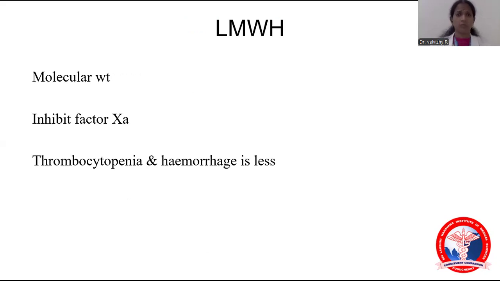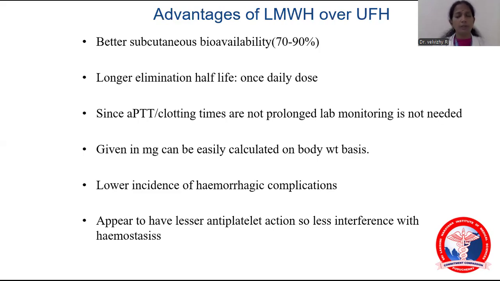And then we'll move on to low molecular weight heparin. As I told, its molecular weight is less and it inhibits factor 10A. Okay, the advantage of this low molecular weight heparin is that the chances of thrombocytopenia and hemorrhage are less with this group of drugs. Apart from this, it also has some other advantages like better subcutaneous bioavailability. So bioavailability will be more with low molecular weight heparin, and it has a longer half-life, so we can give a once daily dose.